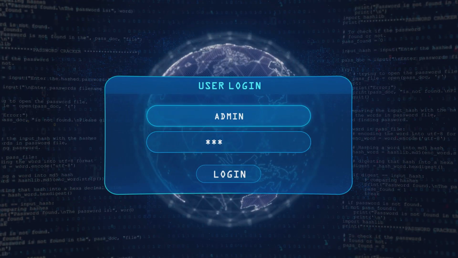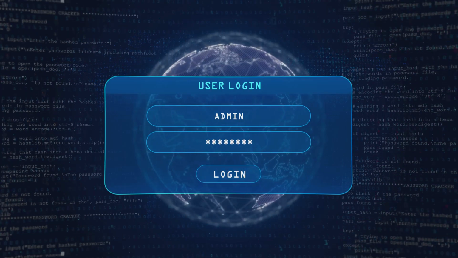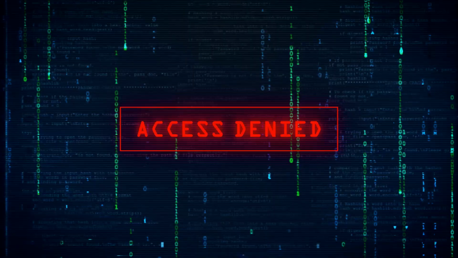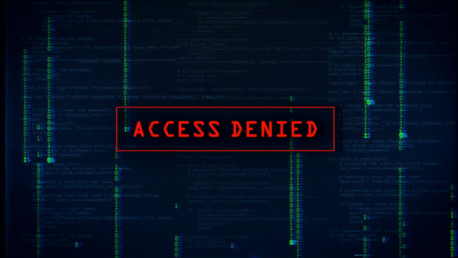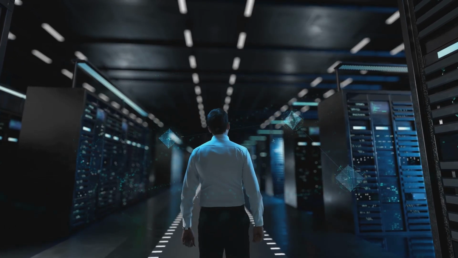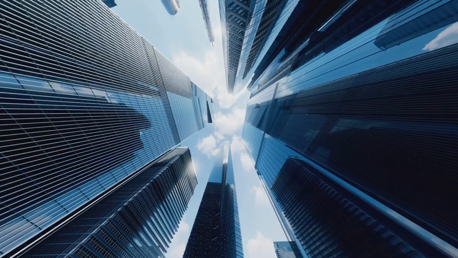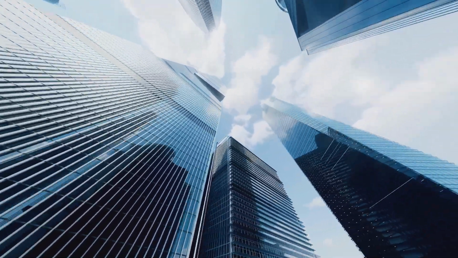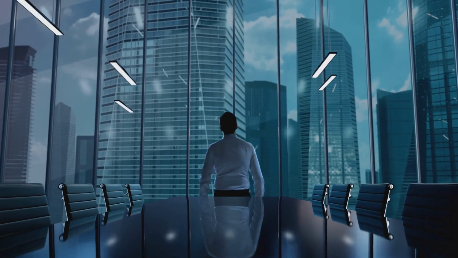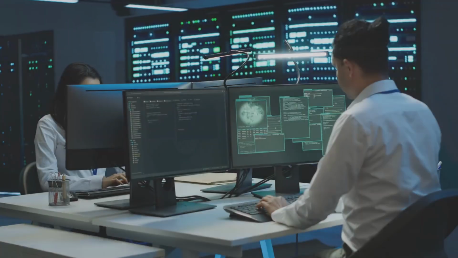Implement Zero Trust architecture. In a Zero Trust architecture, no user or device is trusted by default. Every connection must be authenticated and verified continuously, even within the network. This reduces the risk of MITM attacks by limiting unauthorized access. Public Key Infrastructure, or PKI. Using digital certificates issued by trusted Certificate Authorities, or CAs, ensures that only authorized users, devices, and services can communicate. PKI creates a secure environment for data exchanges, helping to prevent MITM attacks.